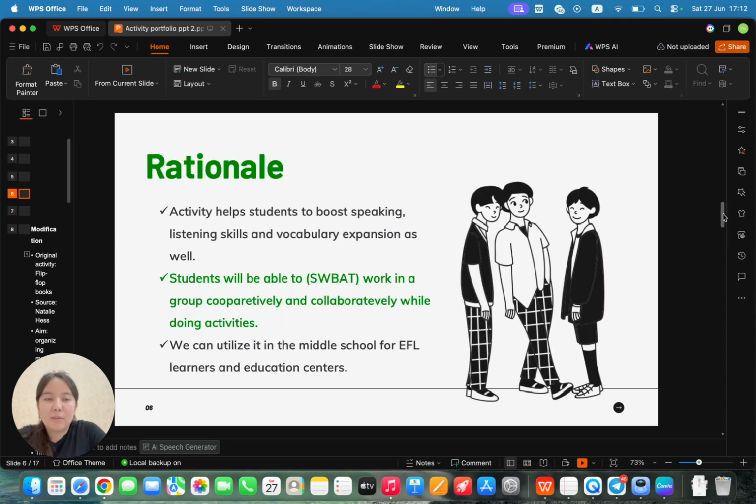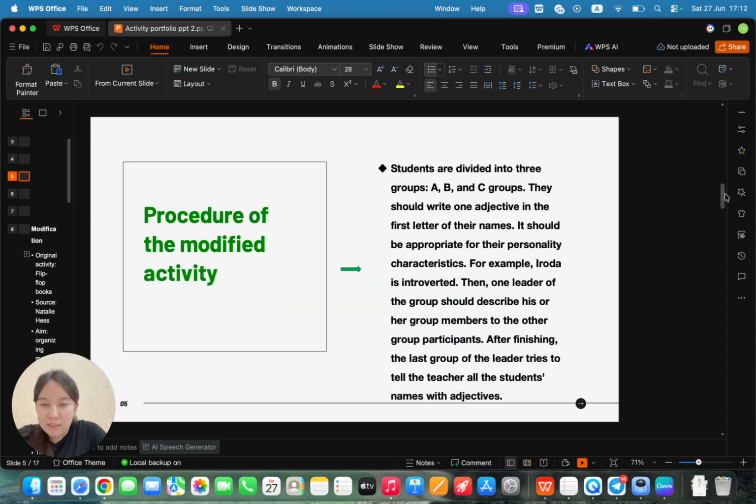When it comes to procedure, students are divided into 3 groups, A, B, and C. They should write one adjective with the first letter of their names. It should be appropriate for their personality and character also. For example, my name is Madina, I'm mindful. Then one leader of the group should describe his or her group members to other group participants. After finishing, the leader of the last group tries to tell the teacher all students' names with adjectives.